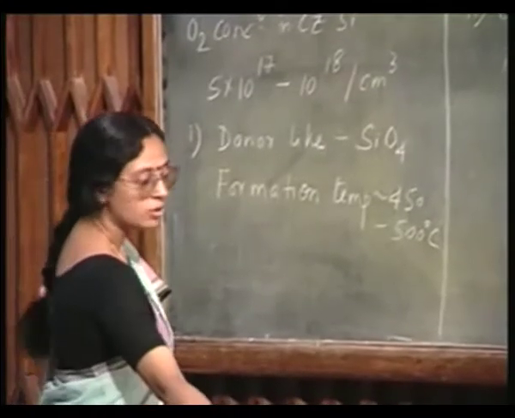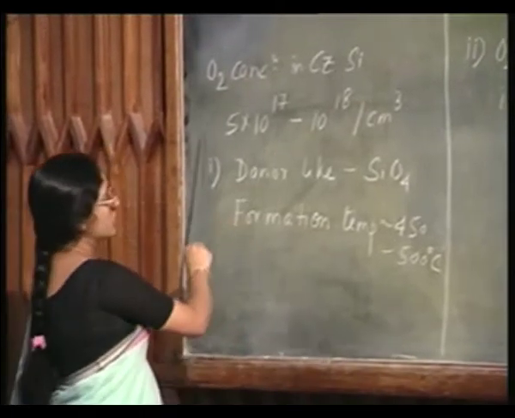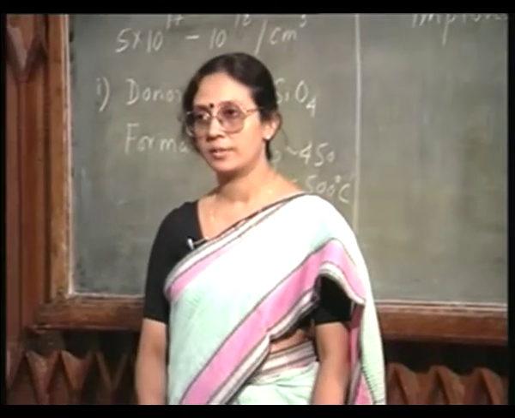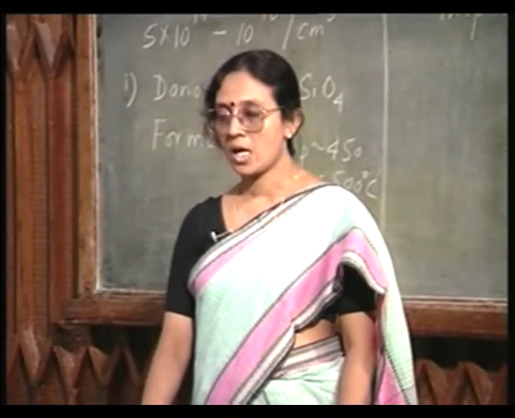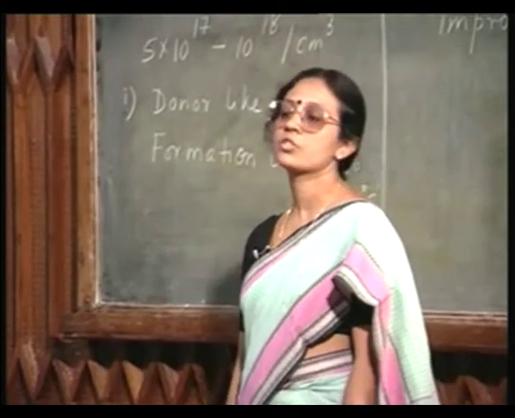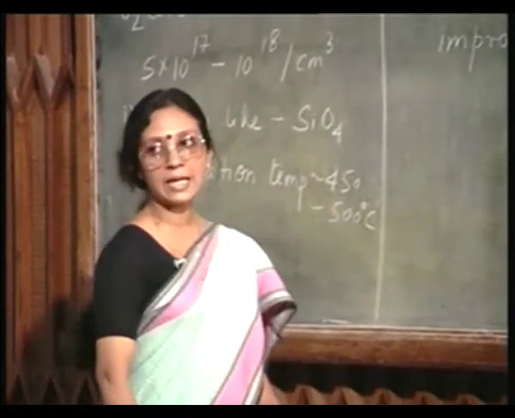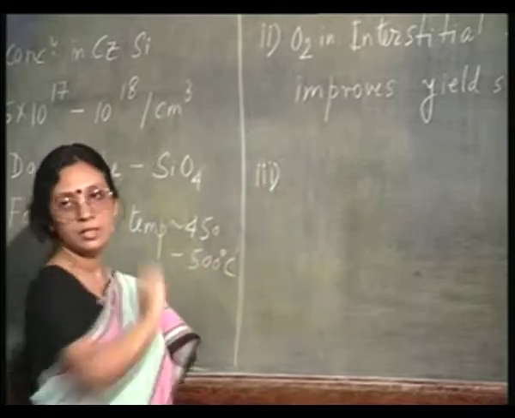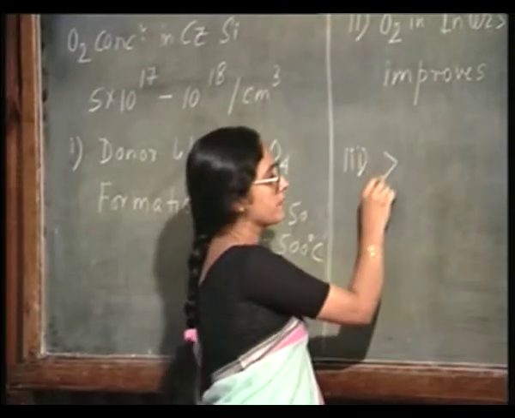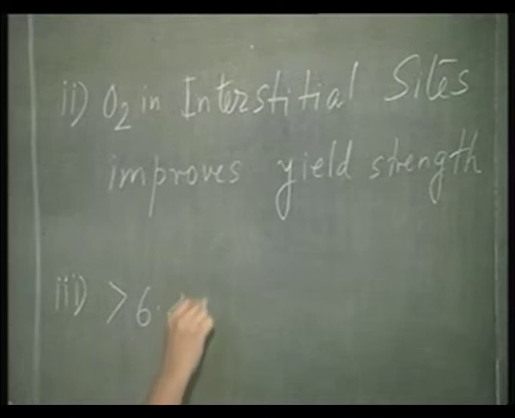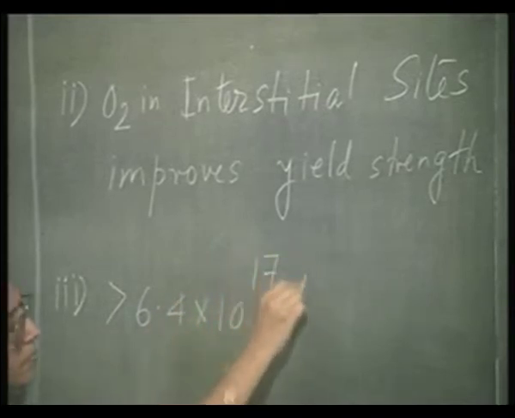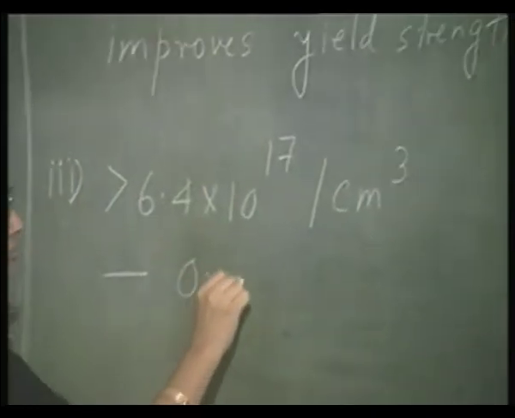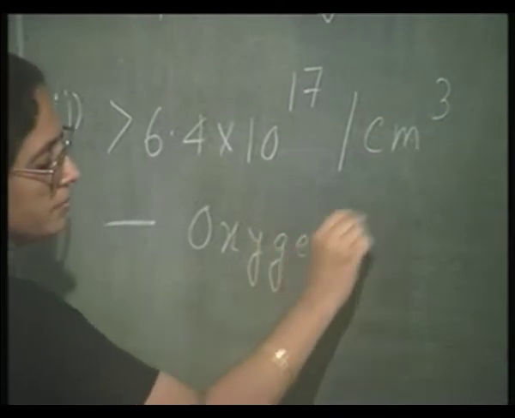But all this is true when I have relatively less oxygen incorporated during crystal growth, that is, when I am towards the lower limit of the oxygen concentration, up to 6.4 × 10^17. If the oxygen concentration in silicon is greater than 6.4 × 10^17, then we come to the third problem, and that is the problem of oxygen precipitate.